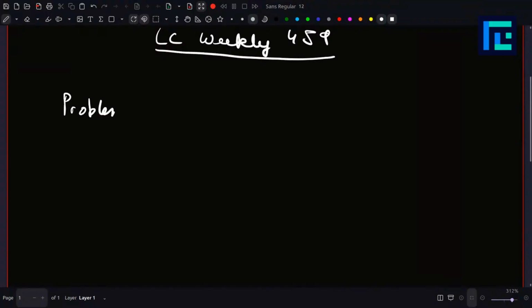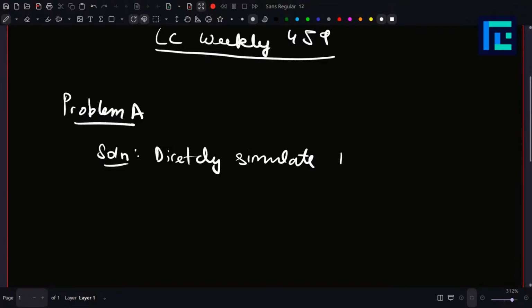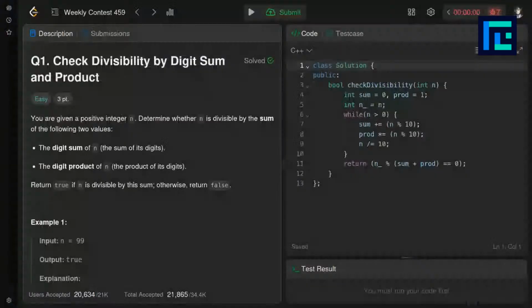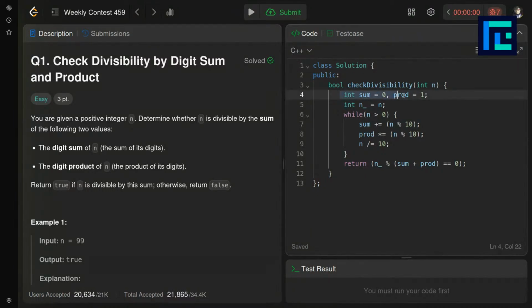Problem A, solution. I'll directly write the solution. Directly simulate the problem statement. If you're having trouble with this, then I believe you should learn some programming languages more, right? You should practice C++ or Python or whatever programming language you're doing right now, or you can take the TLE Level 1 course.